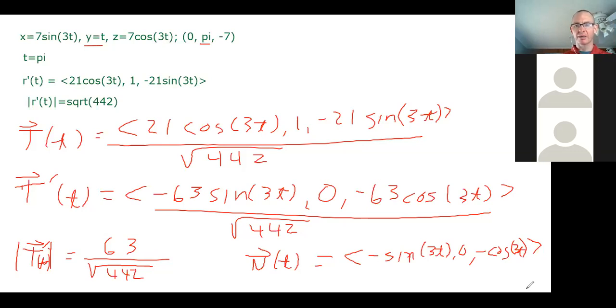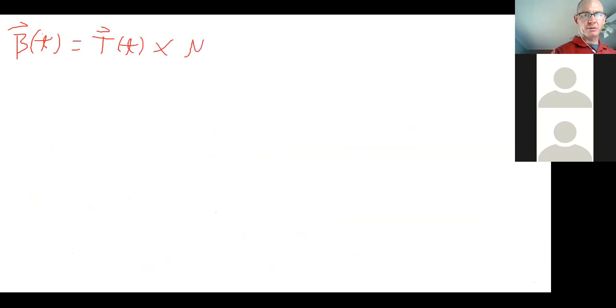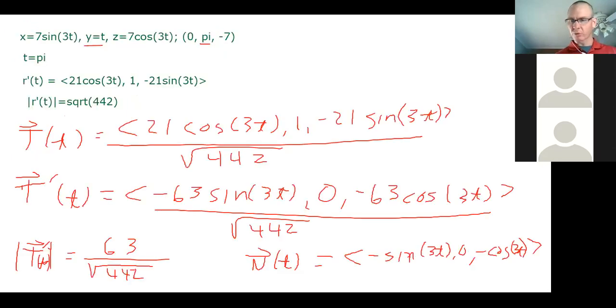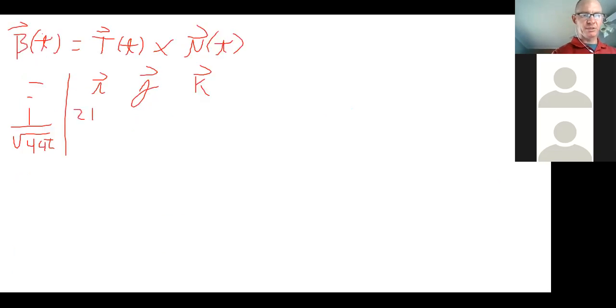Okay. Next, we're going to need our binormal vector. So let's get a new page. Binormal is your T crossed with your N. So we had our 1 over square root of 442. We can throw that out front. And then it was positive 21 cosine, and I'm going to simplify this a bit, 1, negative 21 sine. Then for N here was a negative sine, 0, negative cosine.